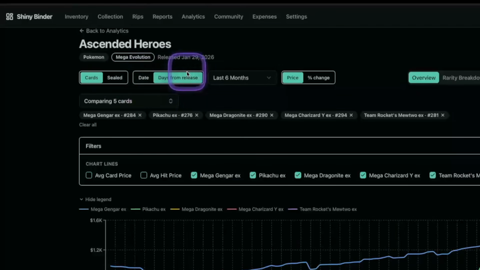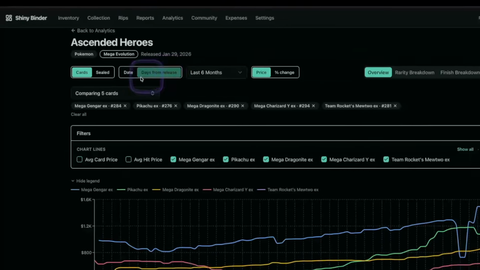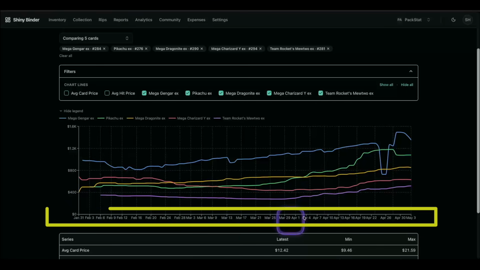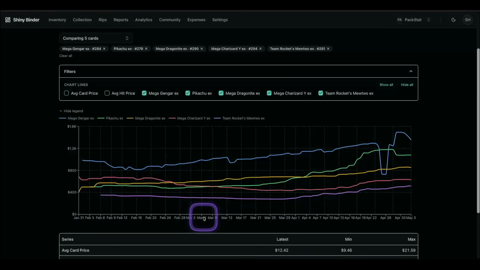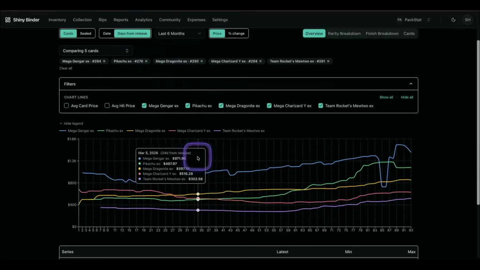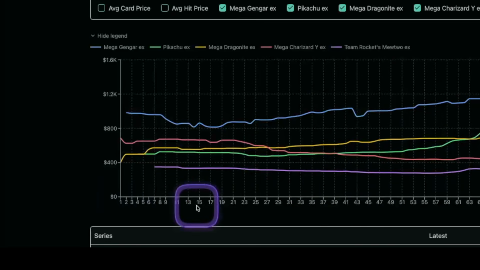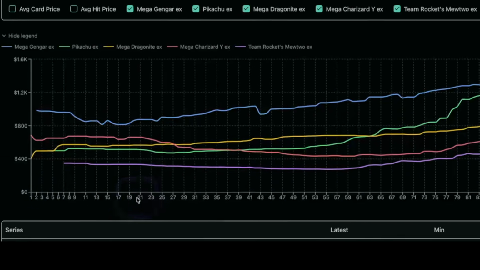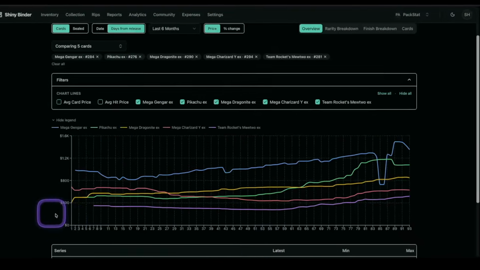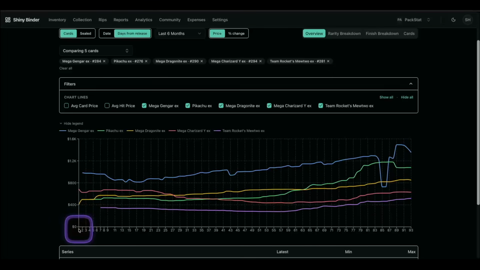And you also have this toggle feature over here, which says date on one side and days from release on the other. And what does this do? When you click on date, it changes the x-axis on this chart to feature the dates like March 9th or April 4th. But if you toggle it to days from release, then it literally changes to days from release. So today is day 93 from the day of the release of Ascended Heroes.